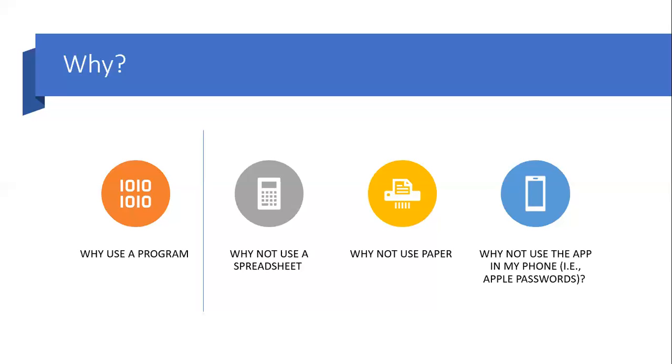Why not use a spreadsheet? Why not use a sheet of paper? Why not use the convenient app that is built into your phone? All of this comes back to the security that is offered by using a program. Even if you use a password on a spreadsheet, you need to make sure it has 256-bit encryption at rest and in transit, and it's important to understand what that means.